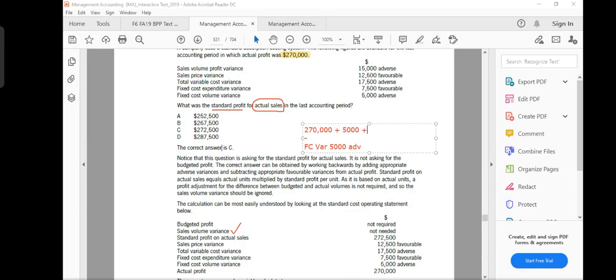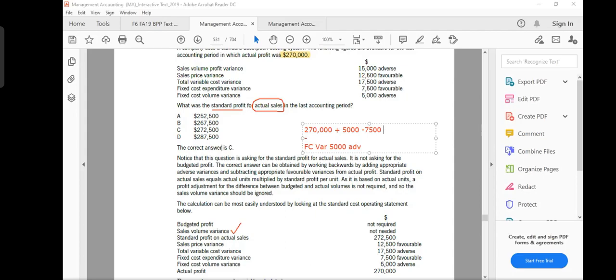100% understand. If you talk about the next point, fixed cost expenditure variance 7,500 favorable. It means that your fixed costs were less and you made more profit. In reality, your actual profit was increased by 7,500. In standard, it should have been less. If you had spent all the money as per the budget, as per the standard, you should have spent more. What should I do with this one? So we should subtract 7,500. 7,500 we will subtract.